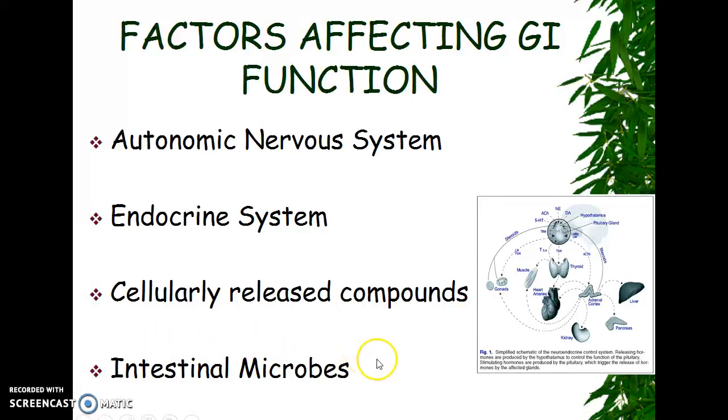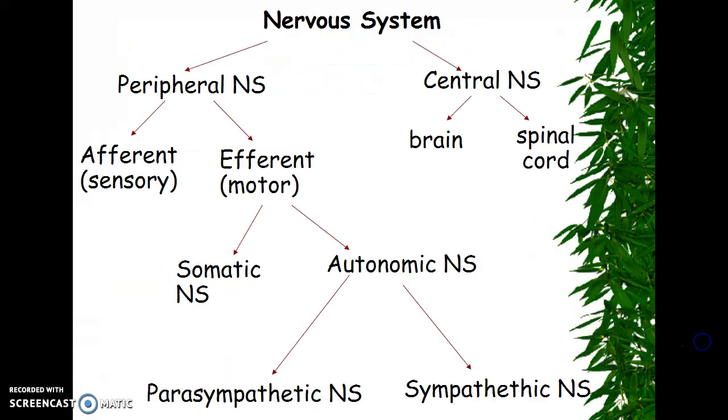And then intestinal microbes, especially in the case of ruminants and even monogastrics, when we talk about the small intestine, if we get an imbalance of the good bacteria, we can cause some real harm in animals. So we sometimes have to help those intestinal microbes return to the normal types that will facilitate proper digestion.